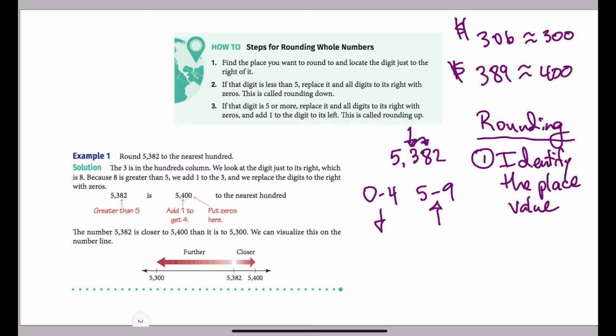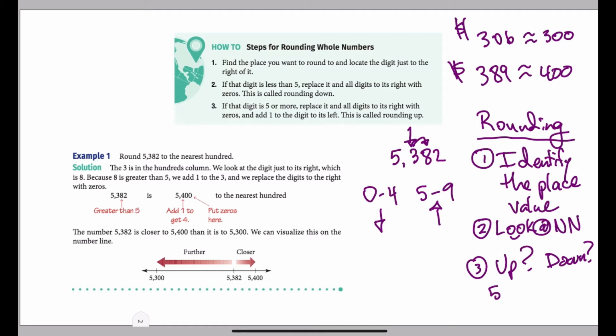Step 1, identify the place value to round. Step 2, look at the neighbor number, the NN, the number on the right. Then you have to make a decision, up or down. So up is 5 through 9. Down is 0 through 4.